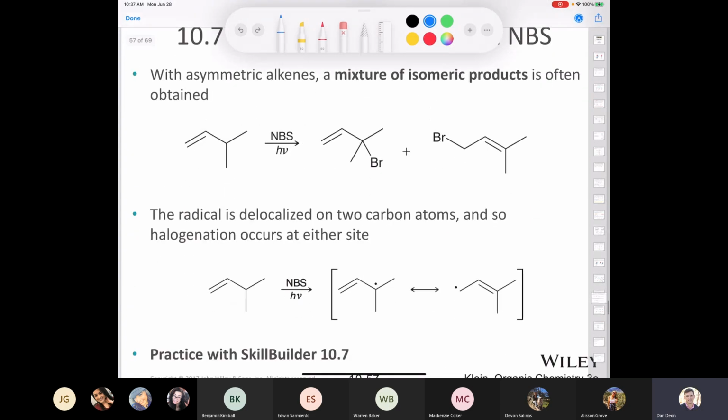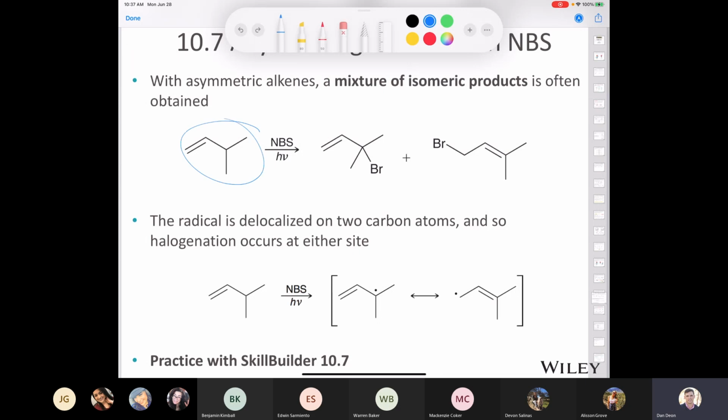So what would happen if you had an asymmetric alkene like this one here? This is 3-methyl-1-butene. If you treat that with NBS and light, you end up producing the allylic radical. Where's the allylic hydrogen? It's this one here. So you end up producing this radical. Okay, but you know that that radical is going to undergo halogen abstraction to make this product, but it can also have a resonance contributor, which is going to be this. Let's draw it out. It's going to look like this, okay? A primary allylic radical, which is going to undergo halogen abstraction to produce this regioisomer. So we end up with a mixture of isomers in this case.